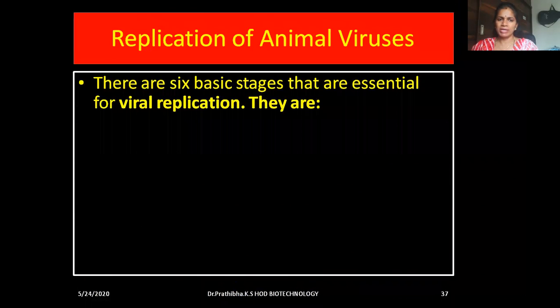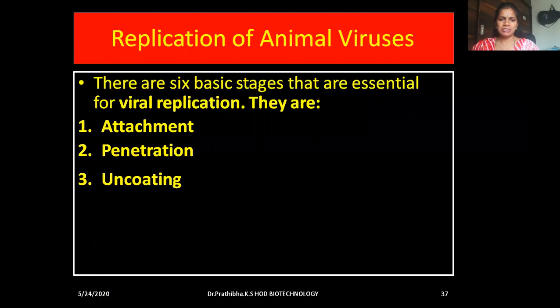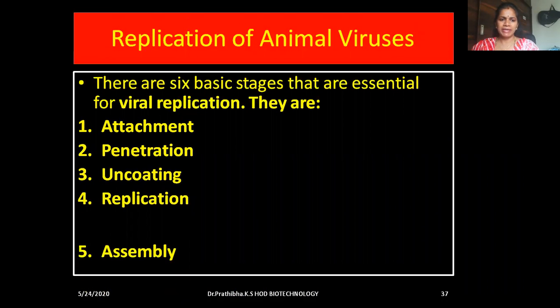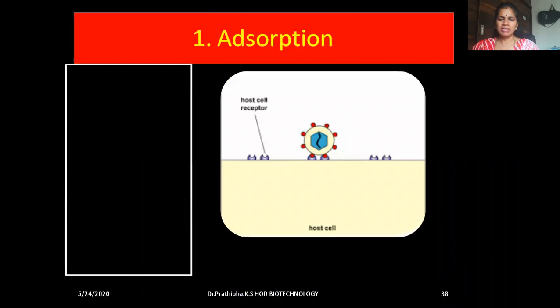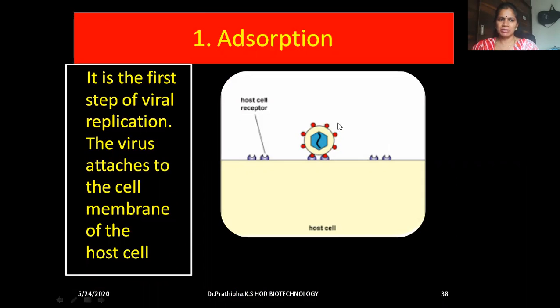Replication of animal viruses. There are 6 basic stages that are essential for viral replication. They are attachment, penetration, uncoating, replication, and then assembly, then eventually virion release. Okay, now let us go to the first one, adsorption. It is the first step of viral replication.